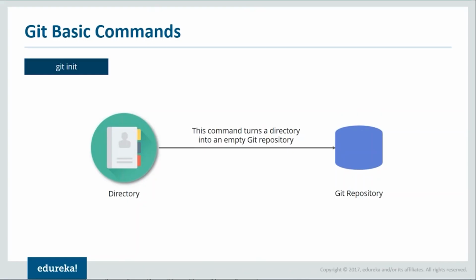Let's begin, guys. So we'll start with the git init command. Now git init is basically to turn a directory into an empty Git repository. The first thing that you need is a local repository to work with.